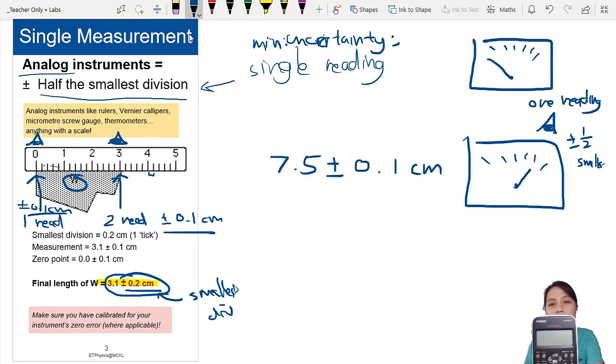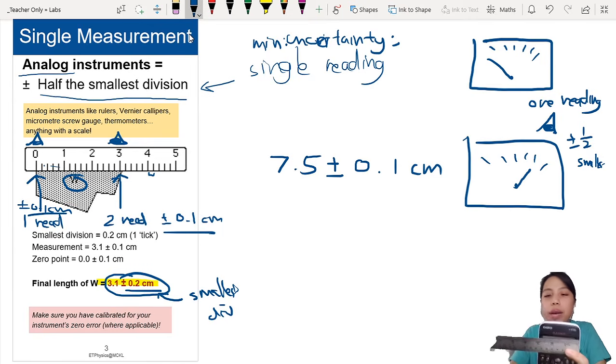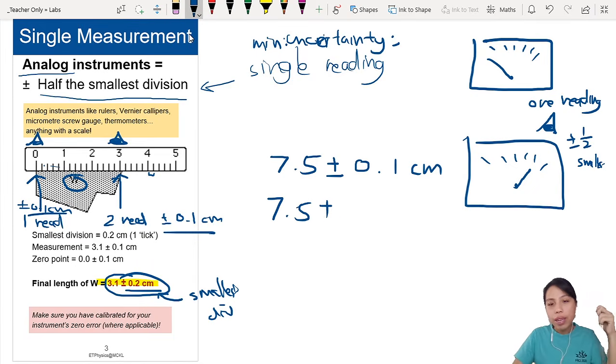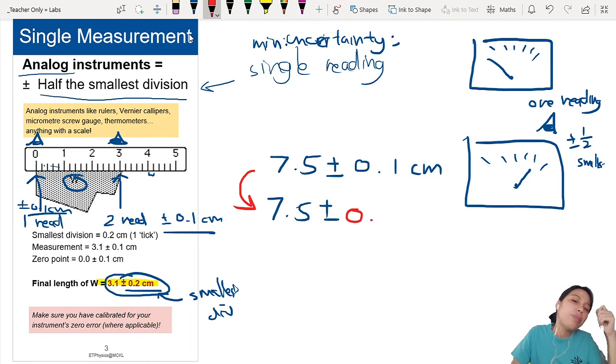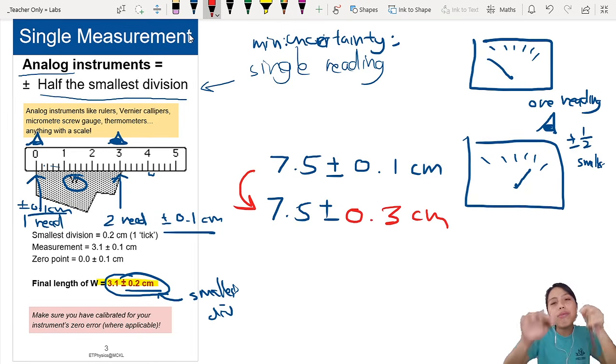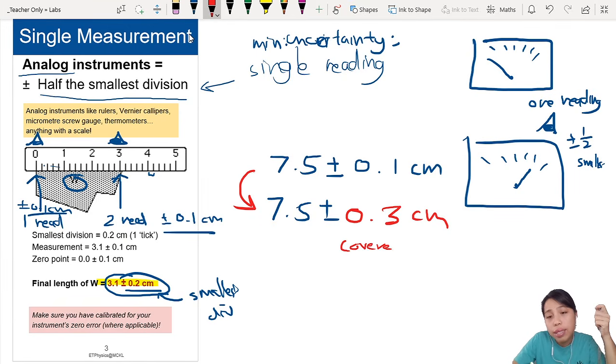Because you look at this calculator, it's not a nice cube with straight edges. So maybe the shape makes it a bit hard to measure exactly 7.5. So what you could do in an experiment is, you see roughly how big you want your uncertainty, and you choose something a little bit bigger, something reasonable. So maybe in Paper 3 experiments, you say plus or minus 0.3. It was a very round shape, so it's hard to tell. So here it's okay to overestimate a little bit from your smallest division.